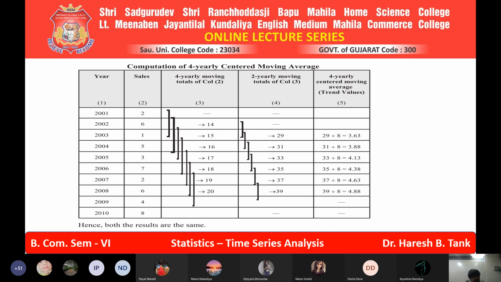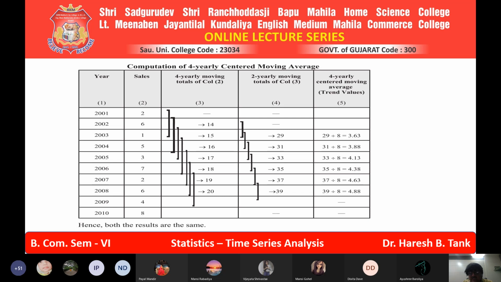Yes. Now, the next column would be 4 yearly centered moving average. You have to put it against the middle year. So naturally it is to be divided by 8, because first of all you made a bunch of 4 and then after you made a bunch of 2. So naturally it is to be divided by 8.